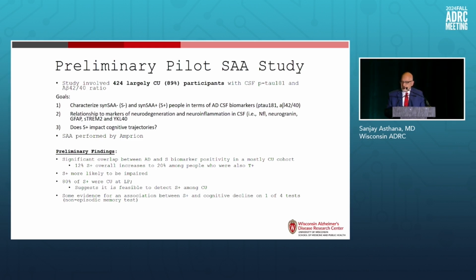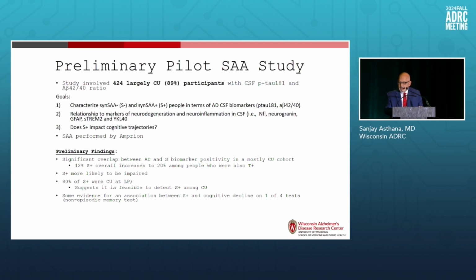It is freely available. So what we did from the Wisconsin ADRC, about over 400 participants enrolled in the Wisconsin ADRC clinical core and the RAP study. The SAA was performed by Emprion, that's the company that developed this assay. And interestingly, what we found is that in cognitively unimpaired people, the prevalence of SAA was about 12%. They have no symptoms, but 12% of this sample had positive SAA.